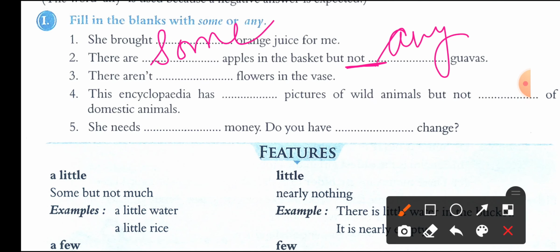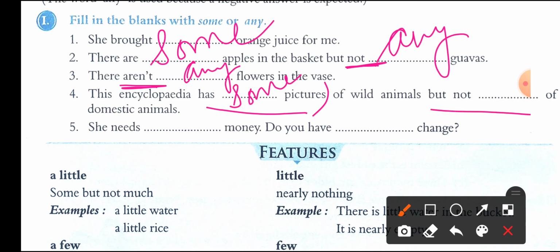There aren't dash flowers in the vase. So aren't is given, which is what? Negative word. So you will do any here. There aren't any flowers in the vase. This encyclopedia has dash pictures of wild animals but not of domestic animals. Now here the first part of the sentence is positive. So here you will do some, right? And the second part but not. So here you will do any.